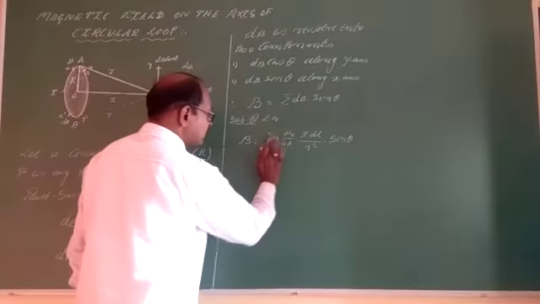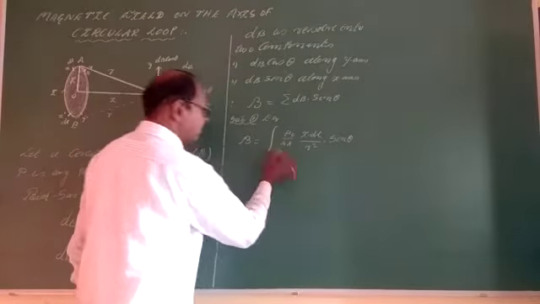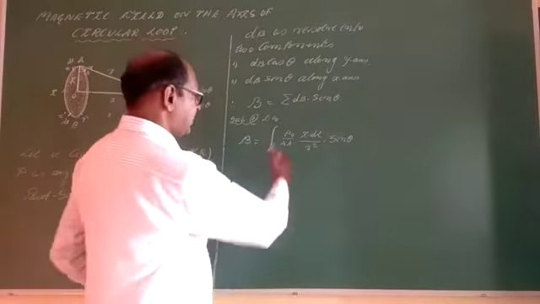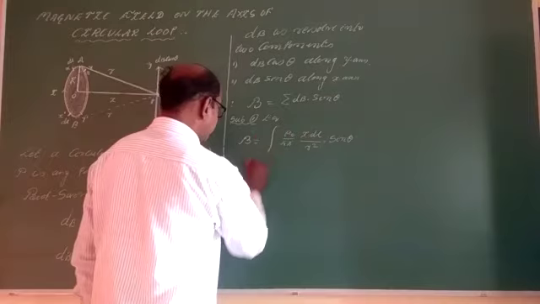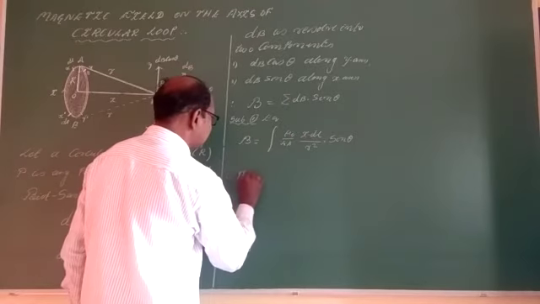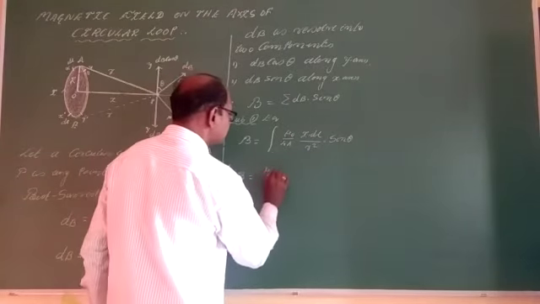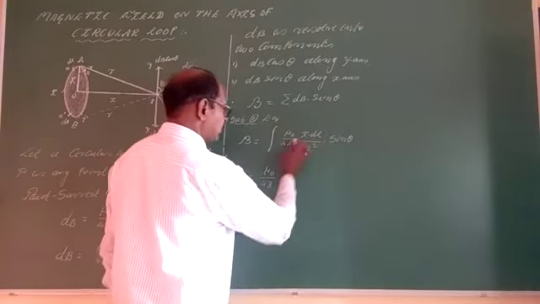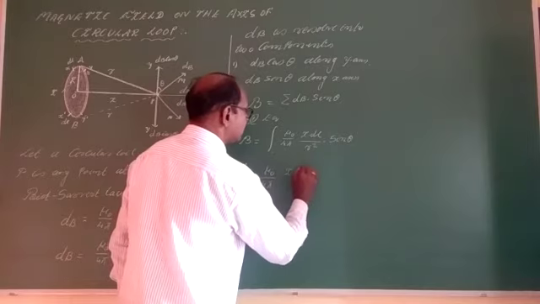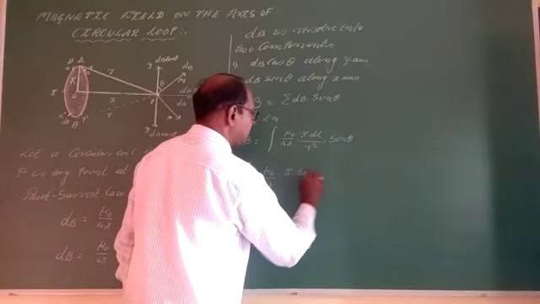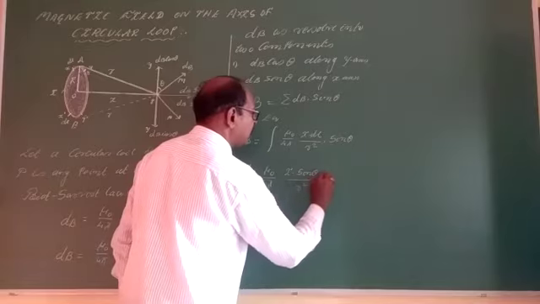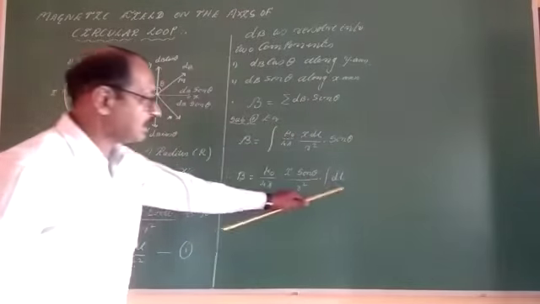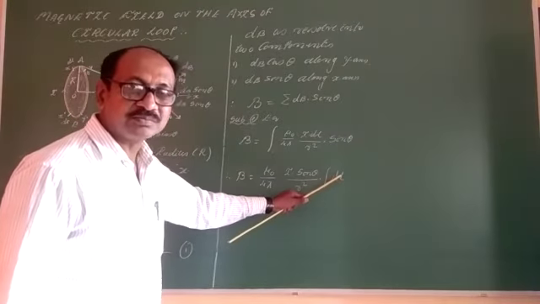So instead of these summations, I can take the integral of this. Now take out all these things. So B is equal to mu naught divided by 4 pi, into I sin theta divided by r square, into the integral of dl. The only thing remaining in the integral is dl.